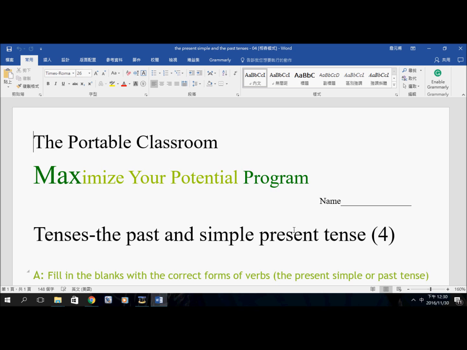Maximize your potential program. This exercise is designed to enhance the student's understanding of the tenses of English. And today, in this exercise, we are going to talk about and compare two different tenses in English. One of them is the past tense, and the other one is the simple present tense. So without any more delay, let's start the exercise.